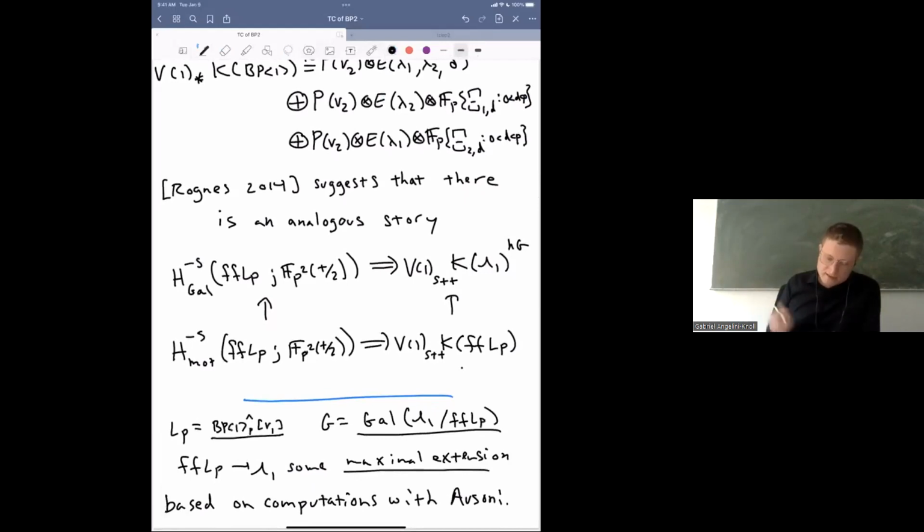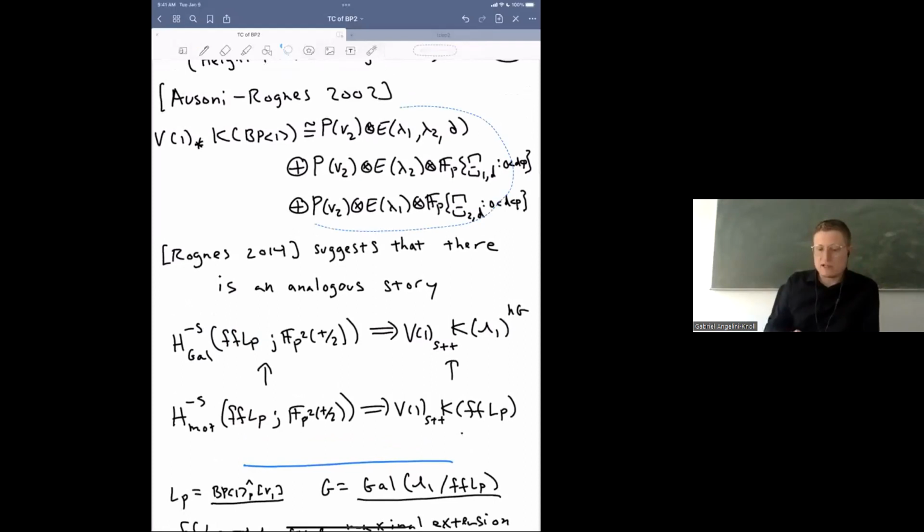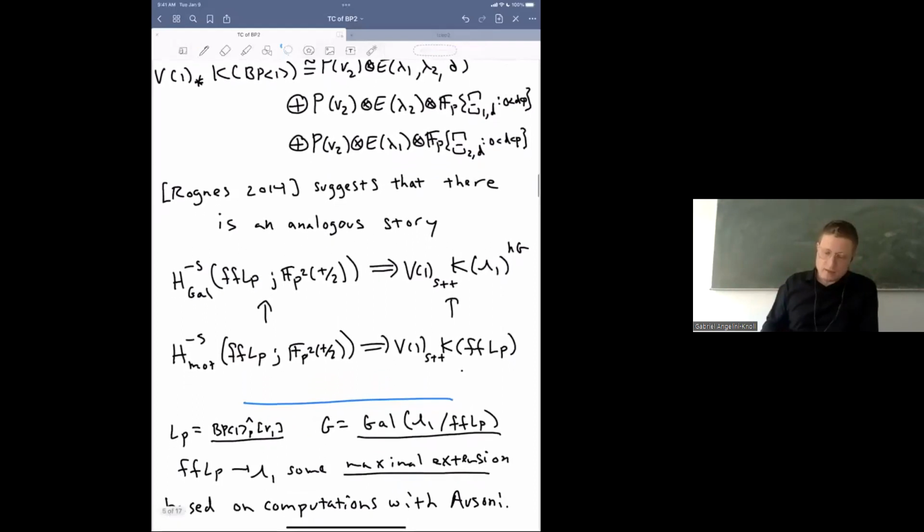This doesn't completely come out of nowhere. It's based on some computations with Christian Ausoni, where we don't actually know what the spectrum of the fraction field of L_p is, but we know what its K-theory is by looking at localization sequences. Again, the key takeaway is that the fact that this is finitely generated and free as a polynomial v2 module is some shadow of a higher height analog of Suslin rigidity, conjecturally. And similarly, you have a similar story for BP⟨2⟩.